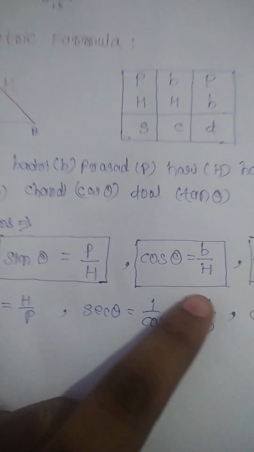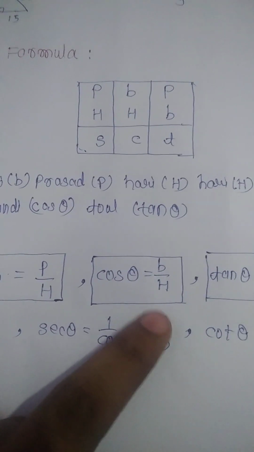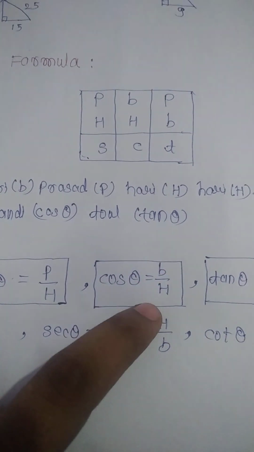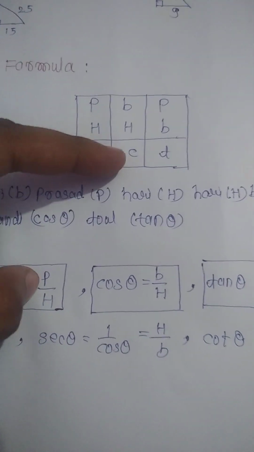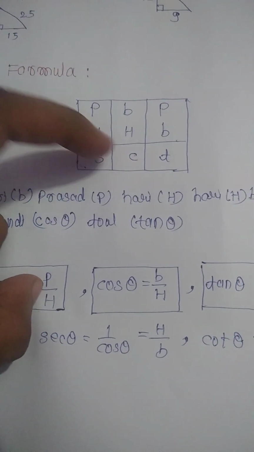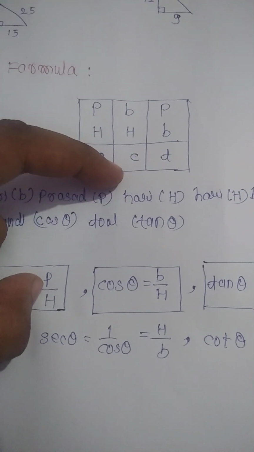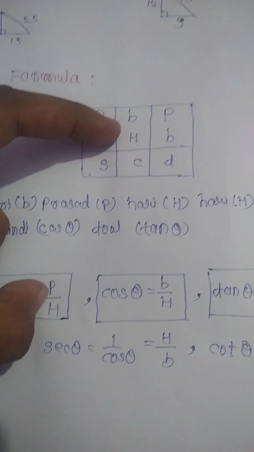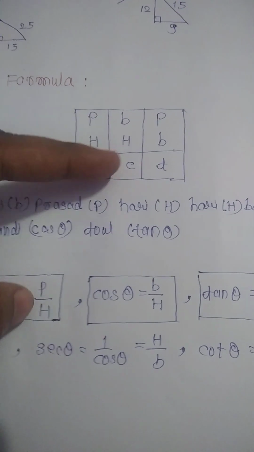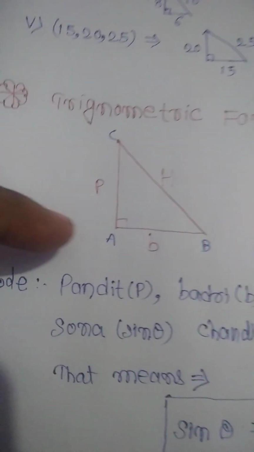Next is cos theta. How will we get cos theta? Cos theta is base by hypotenuse. Here in Pandit Badri Prasad Hari Hari Bol Sona Chandi Tol, Chandi is cos theta. So cos theta can be written as B upon H, that is base upon hypotenuse. That is from here, triangle base upon hypotenuse, right?